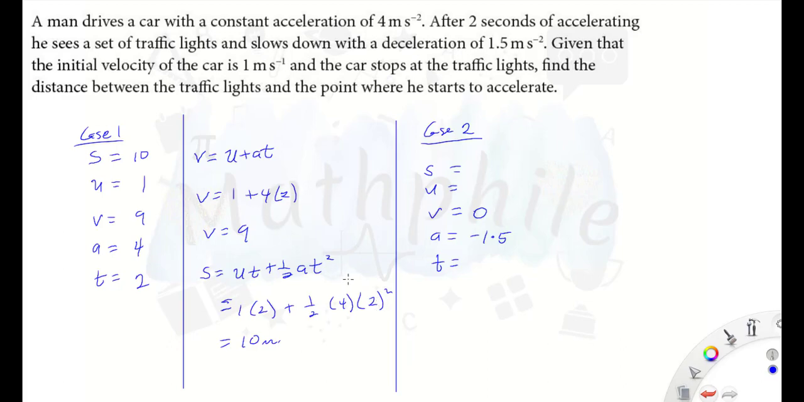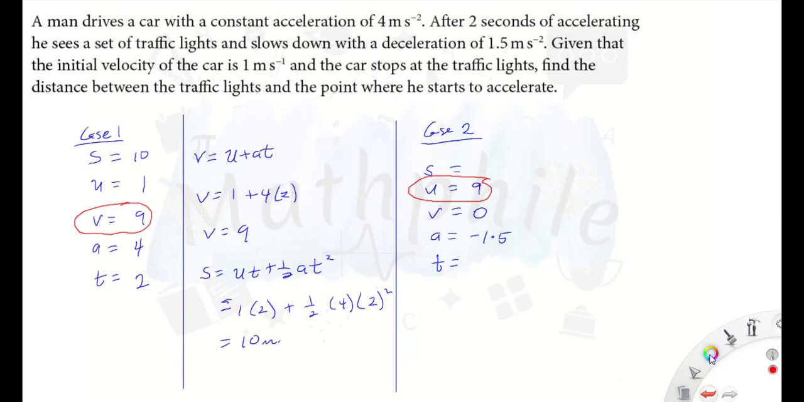This is where the linking value comes in. The final velocity becomes the initial velocity. So with these three values, you should be able to calculate t and s. So let's do that calculation.